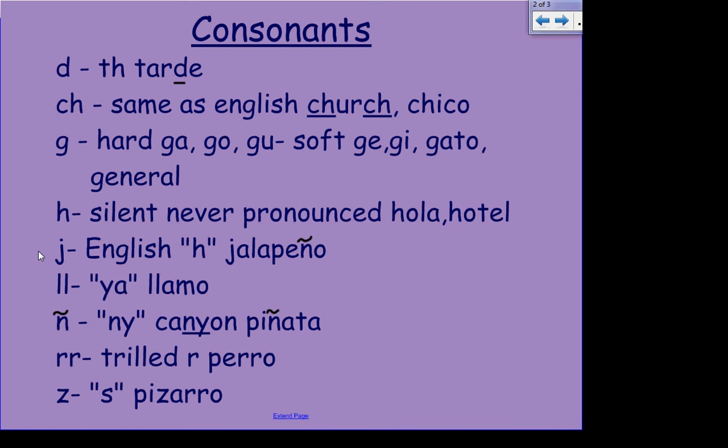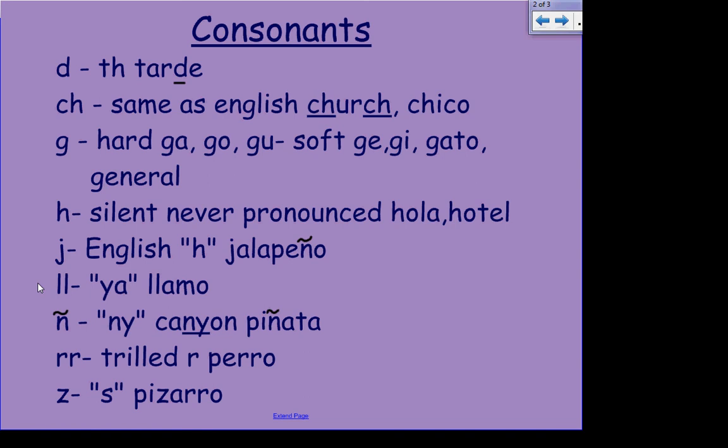The next letter. This letter is called jota. Jota makes the sound of an English H. So you've seen it in words like jalapeño. I know some people think it's funny to say jalapeño with a J sound or things like that, but it's jalapeño.